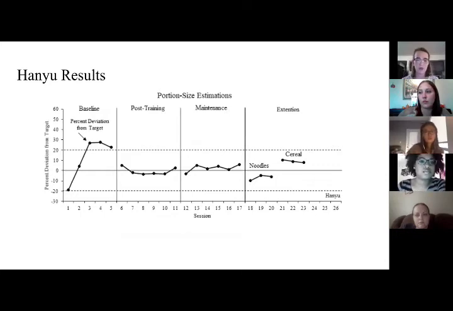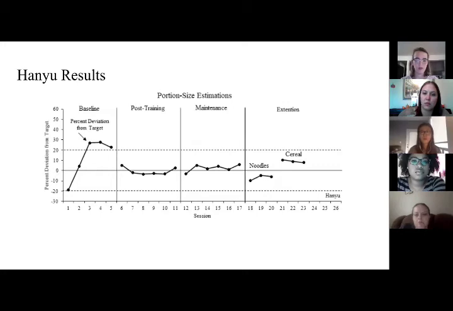Here is my graph. The average of my baseline with Cheerios is 12.5. The range is from 10.5 to 19.1. The average of my post-training is 0.7, range from 12.9 to 16. And the average of my maintenance phase is 2.7, range from 13.3 to 15.8. And the average of my extension number 1 and 2 is 7.9, range from 18.4 to 58.3.